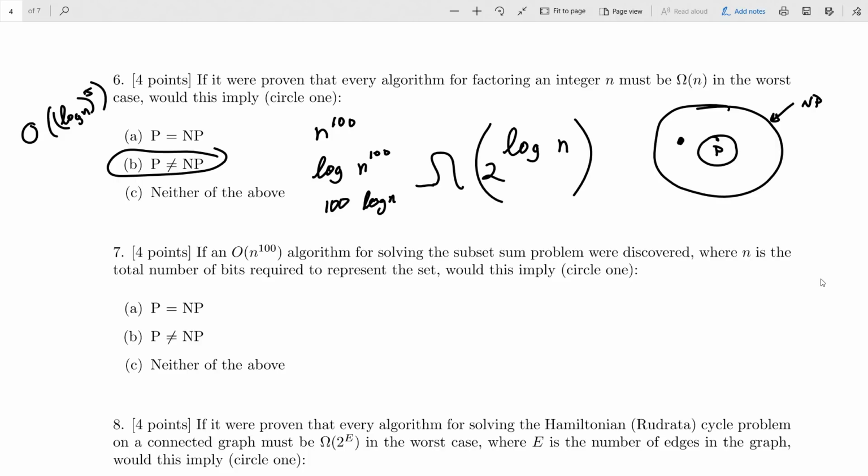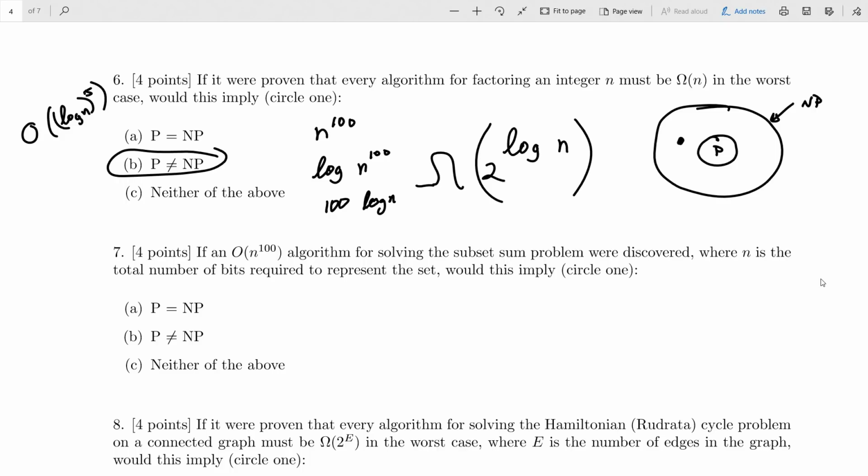That's the length of the input, the size of the input. But that's not how many bits you have to check to factor. No, that's the number of bits required to represent n. So if n is 1,000,000, log n is 20. It takes about 20 bits to represent 1,000,000, and 30 bits to represent 1,000,000,000.